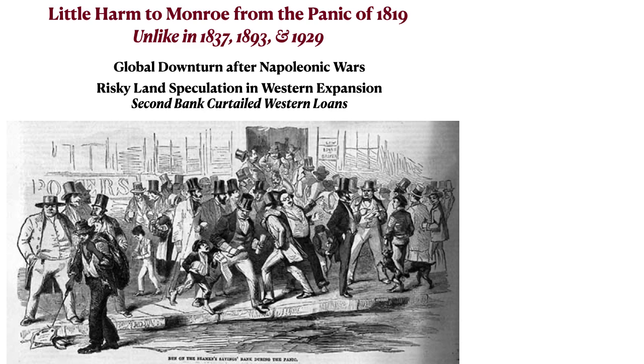Particularly in the United States, there had been a tremendous amount of risky land speculation. I mean, this is going on all along as westward expansion is happening. There are a lot of investors speculating in the land. There's a lot of land being bought on credit. The Second Bank of the United States, which had been created under the administration of James Madison, grew a little bit nervous about that and curtailed a lot of these loans for Western lands. That resulted in bank runs and a real problem. It didn't last particularly long, and it didn't hurt Monroe.